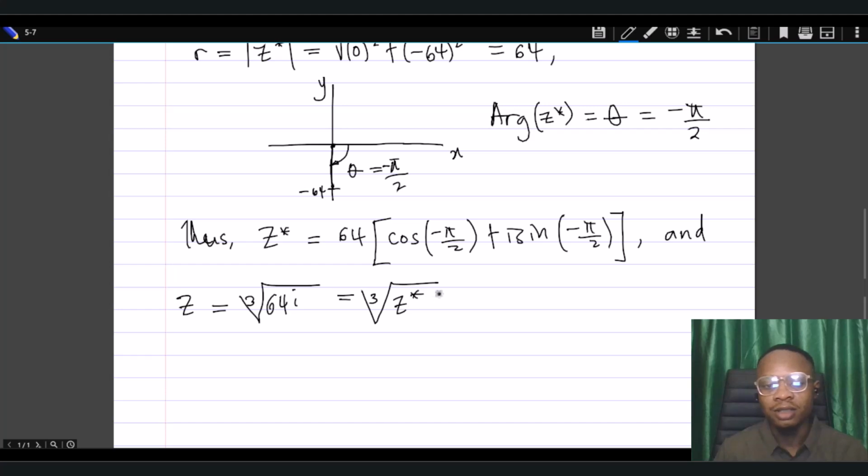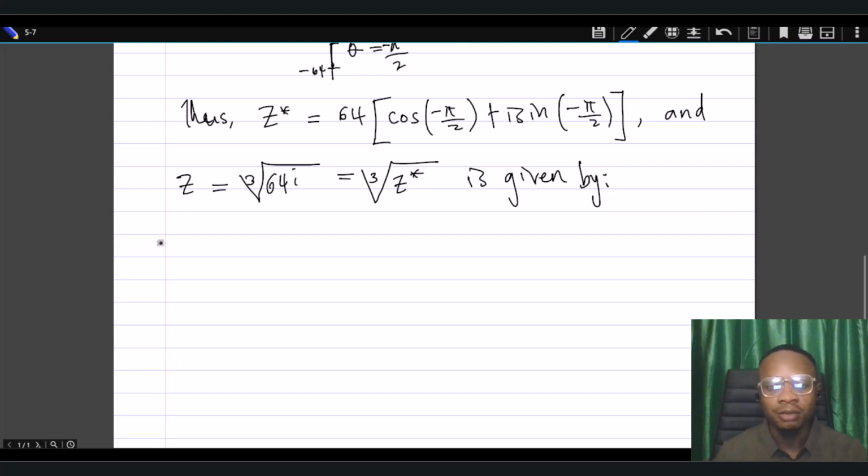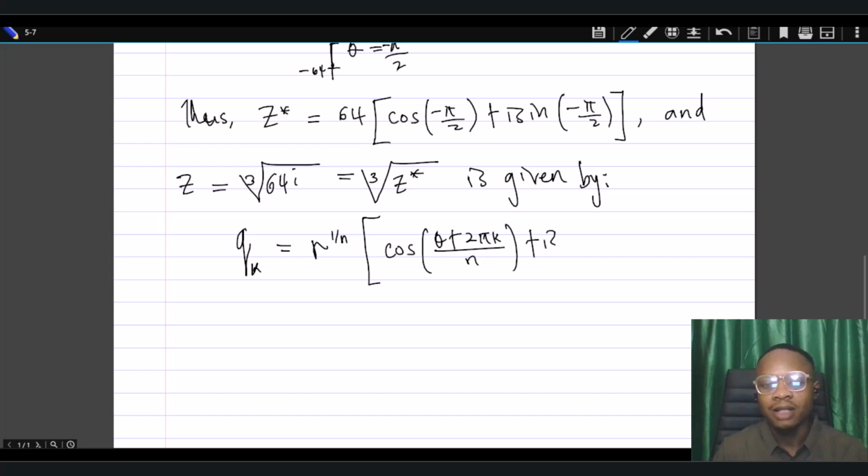And for us to get that now, from the formula for the nth roots of a complex number, we know that we have q sub k equals r to the power of 1 over n. In this case, our n is 3 because we are interested in the cube root. But let's write out our general expression first. This will then be multiplied by cosine of theta plus 2 pi k divided by n, then plus i sine.